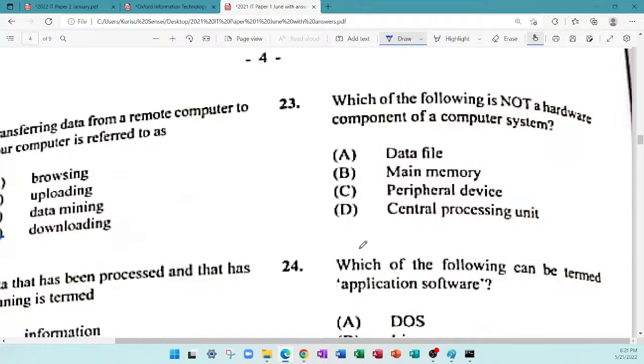24. Which of the following is not a hardware component of a computer system? Data file. Yes. Main memory is what? Part of the RAM. I was going to say a big thing there, the central processing unit. Okay. I'm sorry. Peripheral device is what?